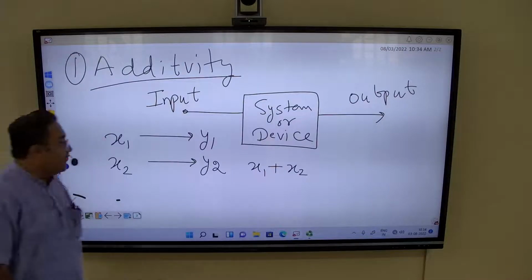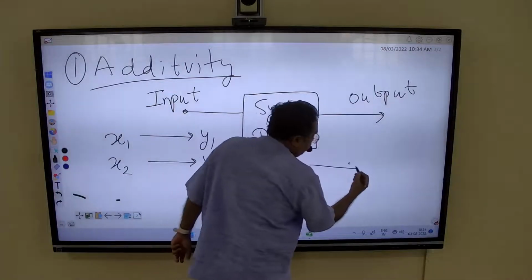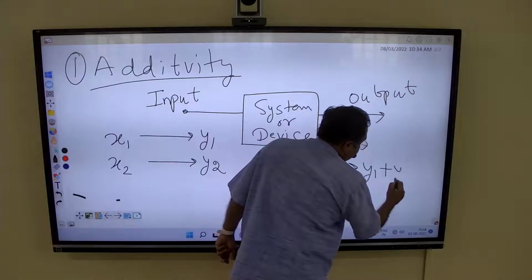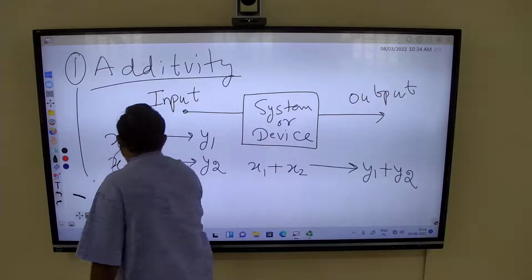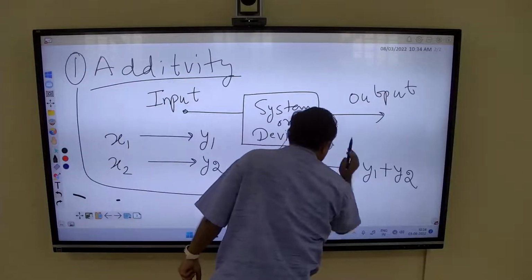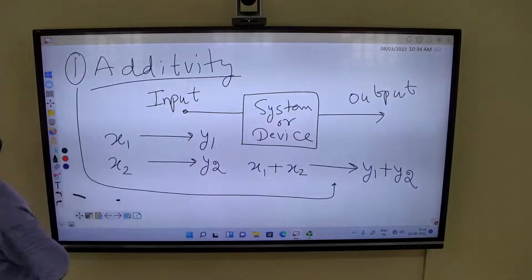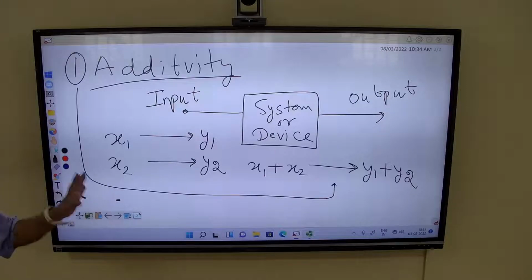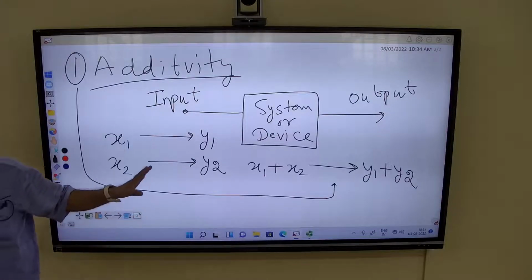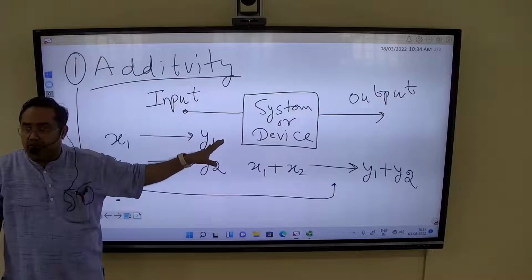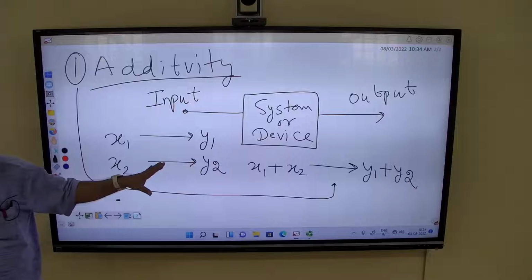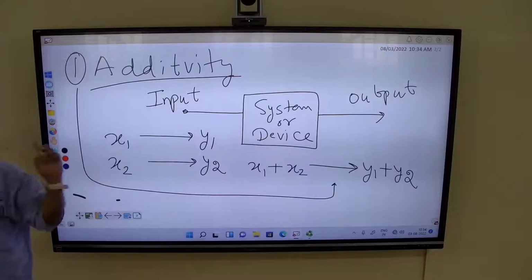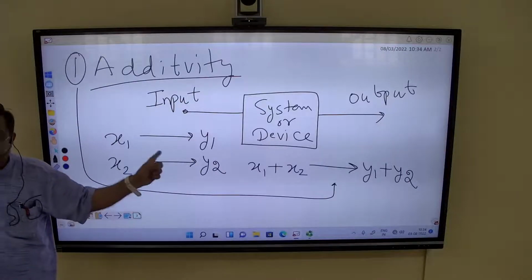ठीक है, and if I am getting an output equal to y1 plus y2, then I will say my system is obeying the principle of additivity. You got my point or not? You will all get this matter in the form of PDF. Concentrate on the explanation that I am giving you. I will provide all your PDF on your Google Classroom. But my main focus is that you should learn it and understand whatever I am explaining.